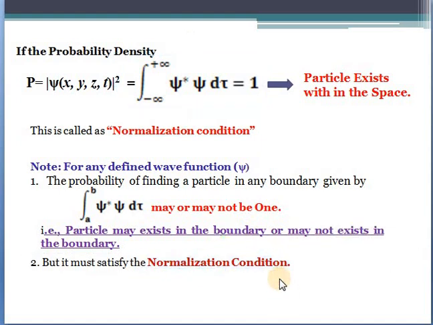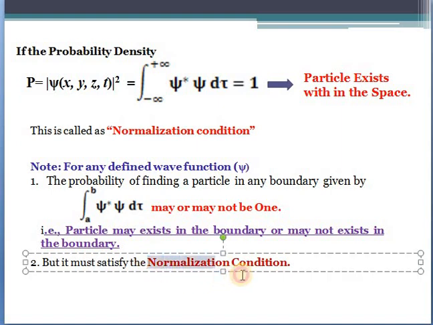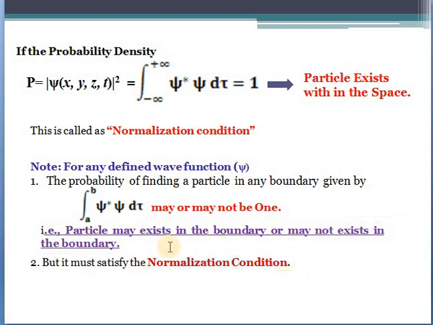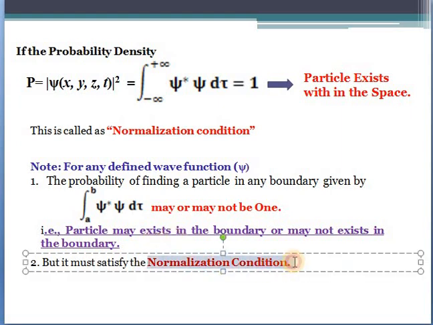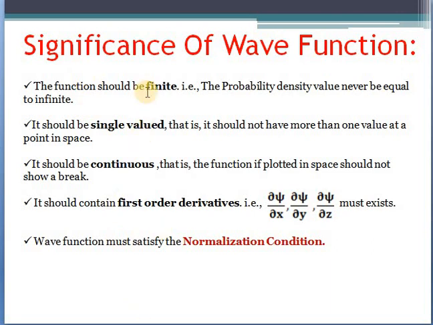Then only we can say that the wave function you have defined for that particle in a quantum mechanical system is valid. If it does not satisfy the normalization condition, you must change your wave function. Okay. And a few more points are to be considered for defining a wave function.